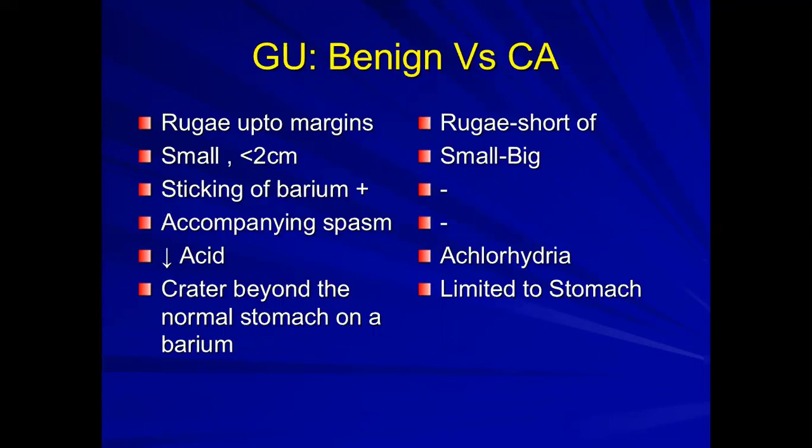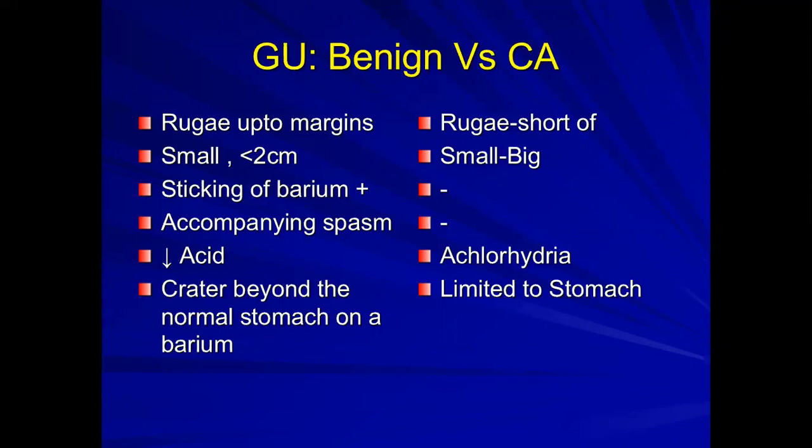So gastric ulcer: benign versus malignant or carcinogenic ulcer. We always consider a gastric ulcer malignant until ruled out, and we have to take biopsies from the gastric ulcer, because in the stomach, malignant ulcers are more common as compared to the duodenum.